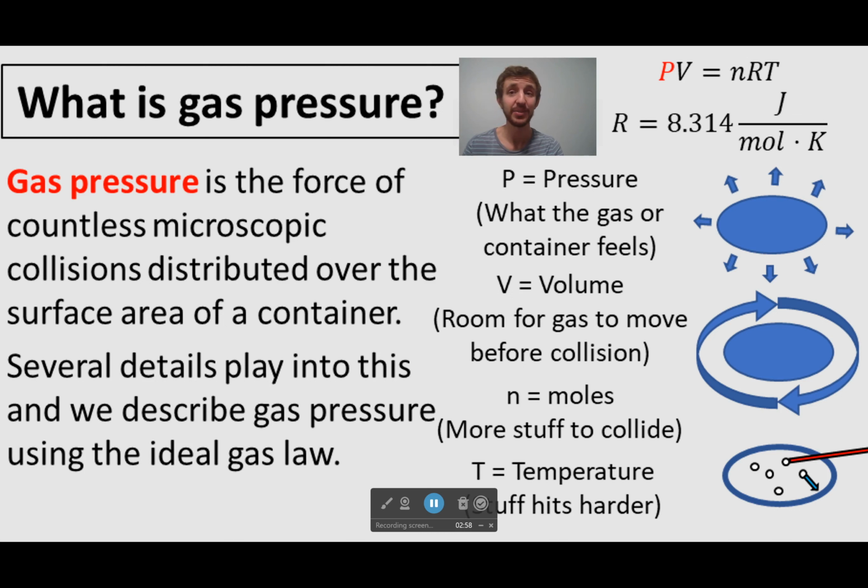And then finally, T is for temperature. It just means that stuff is going to hit harder. Because remember, temperature is the average kinetic energy of the molecules or the atoms in your device. Now, because of that, it means that the hotter they are, the harder they're going to hit. And if they hit harder, that's more force, more pressure. Kind of get the point there.